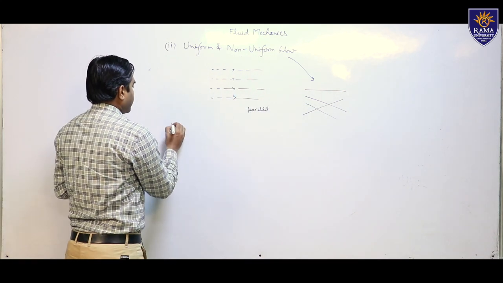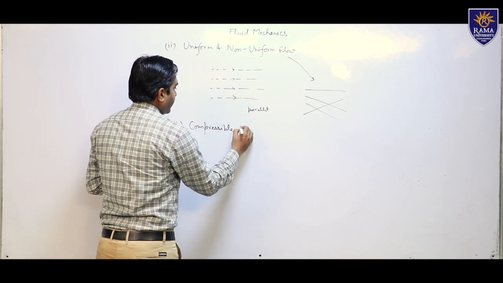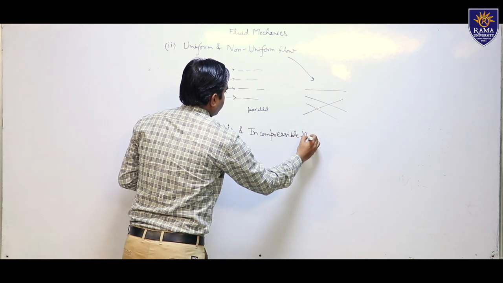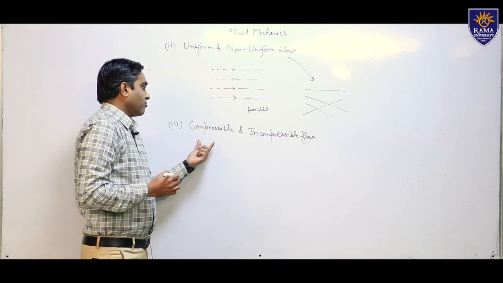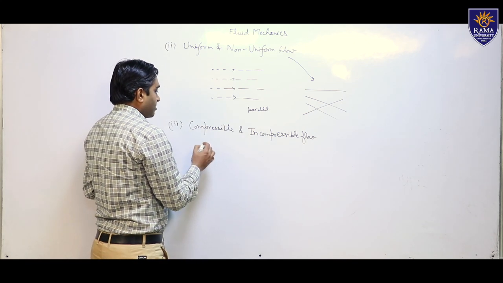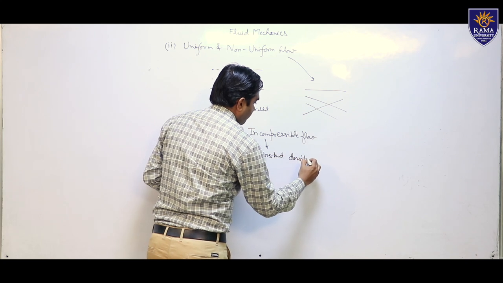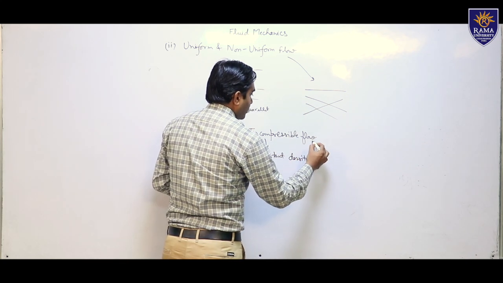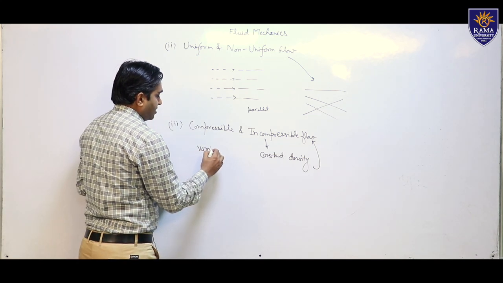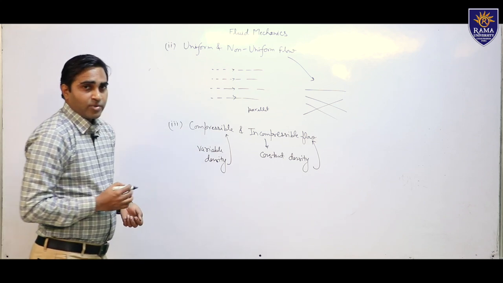Now we move further, third category, which is called compressible and incompressible flow. If we look at this category, we can say that if the fluid has constant density in a fluid field, then the flow is called incompressible flow. If the fluid has variable density, then the flow is called compressible flow.